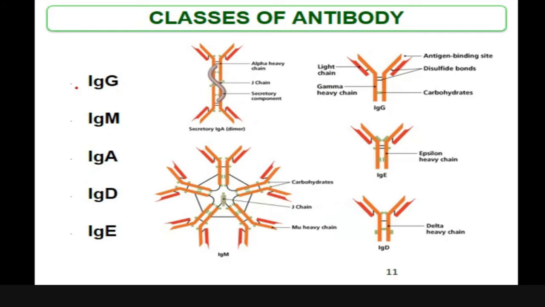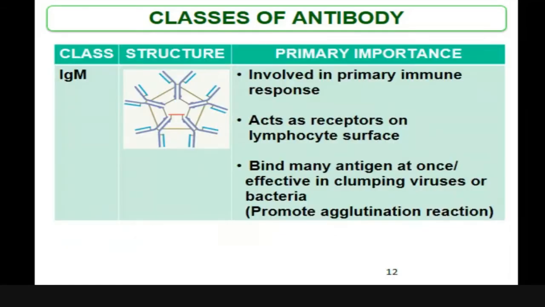Classes of antibody ada 5. 1, 2, 3, 4, 5. Okay. Right. Students need to remember all of the name or the letters that identify the immunoglobulin. IgG, MADE, GMADE. Okay. So we are going to learn about the importance of each classes.